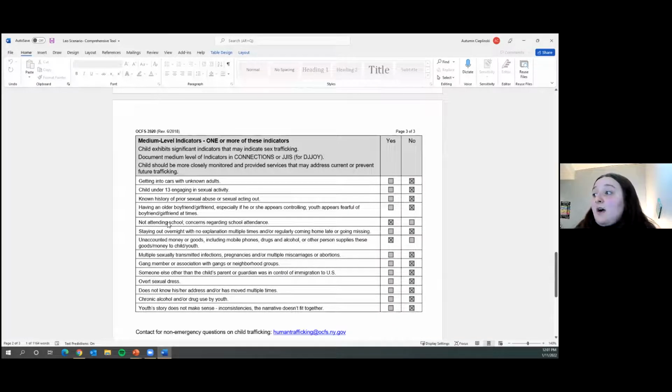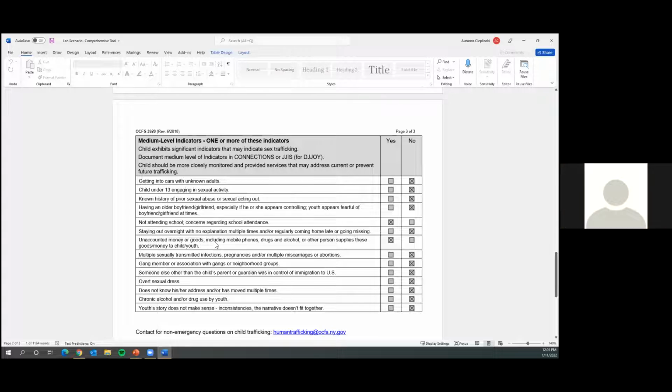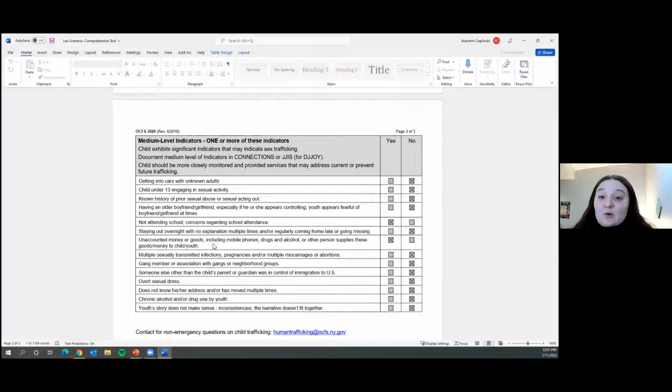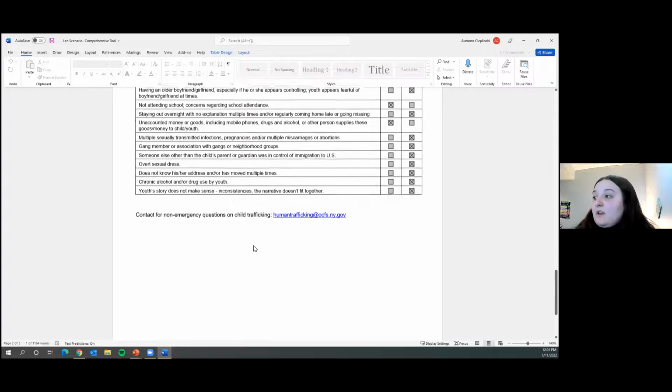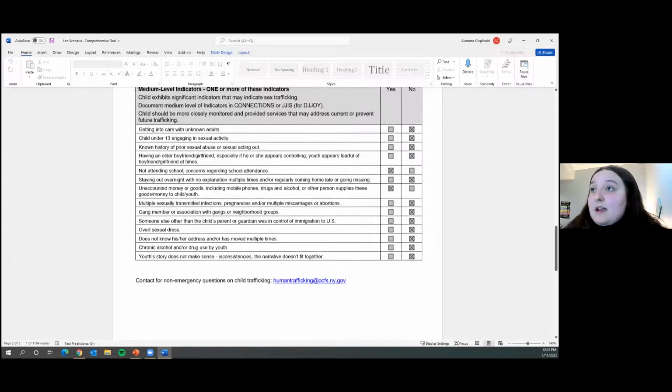And as we know right now, because of Leo's age, he should be in school. We don't know if he dropped out or anything. It's not in the case scenario, but we can assume that he should be in school and he's not attending school. So we can check that box off. And as well, the unaccounted money or goods. So, he has the hotel room and the food, how? So that is the comprehensive.